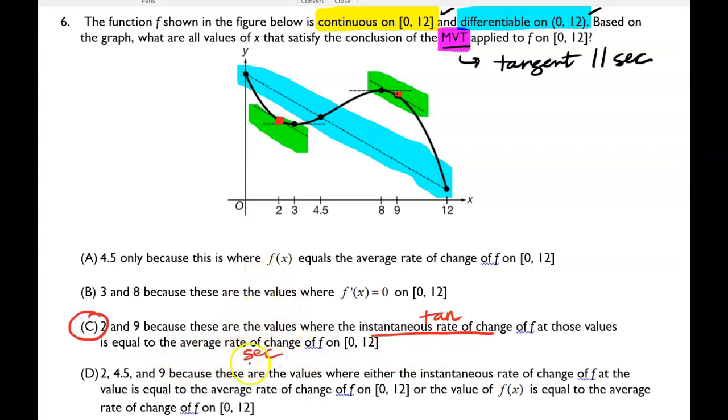They're phrasing it differently here, but when you're looking at a graph, it's easiest to think about secant slope and tangent slope. Notice it does not include this point here, where the secant line intersects the graph. We're looking for it to be parallel to tangent lines.